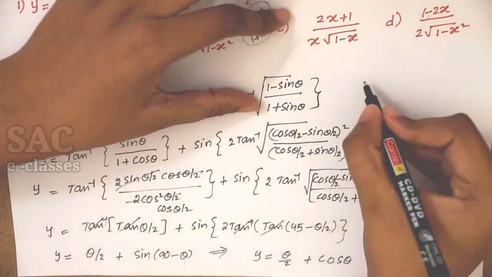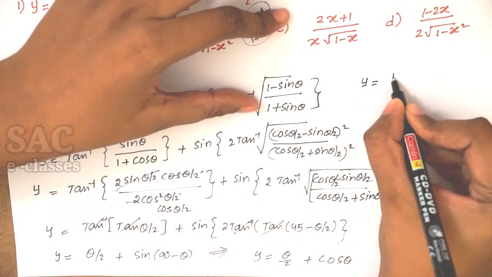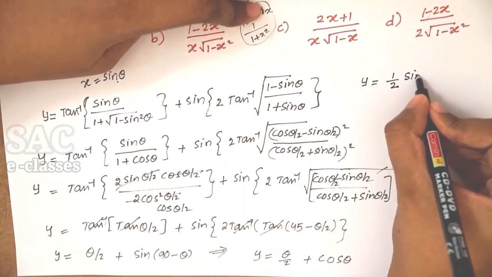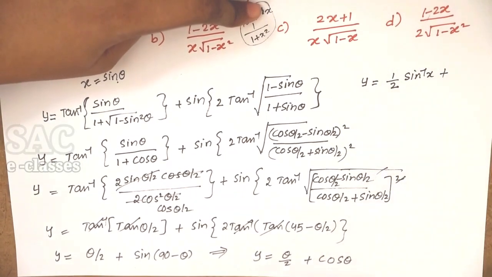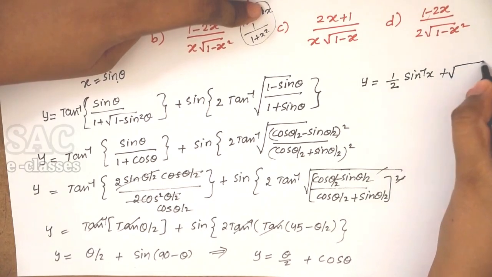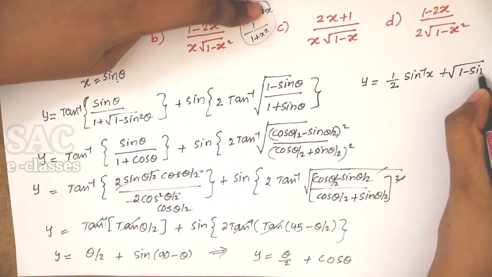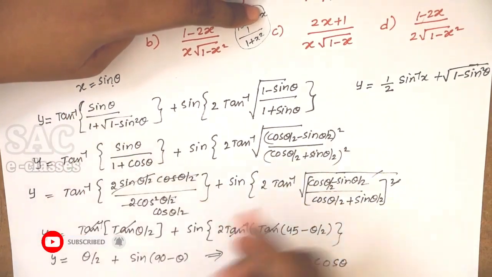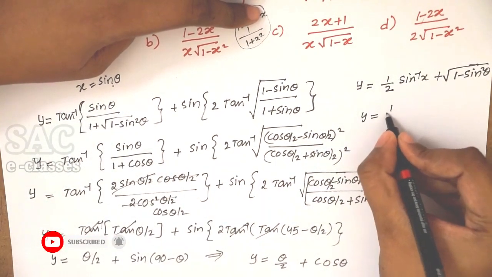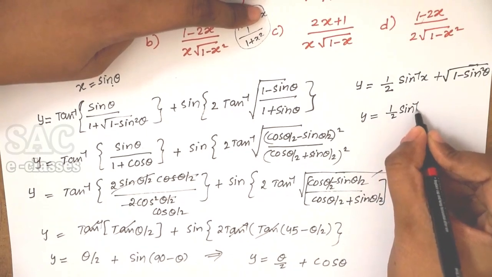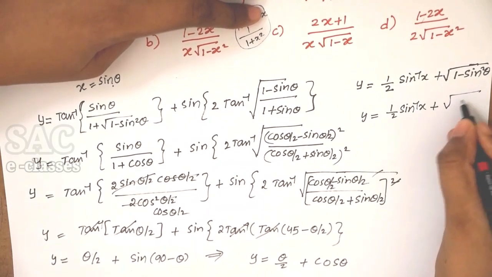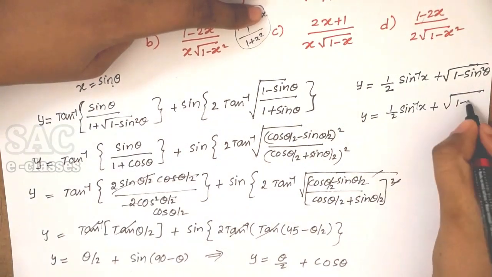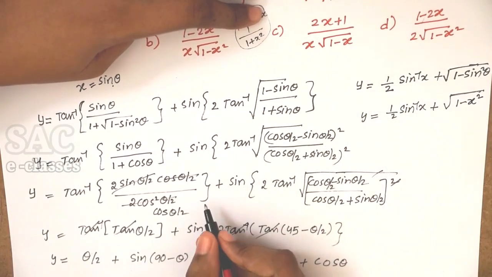So what we can write now, y equal to 1 by 2, theta means sin inverse x, plus cos theta can be written as root of 1 minus sin square theta. Why are we supposed to write this? Because we have to write in terms of x. So y equal to half into sin inverse x plus root over 1 minus, as we know that sin theta means x, so 1 minus x square.